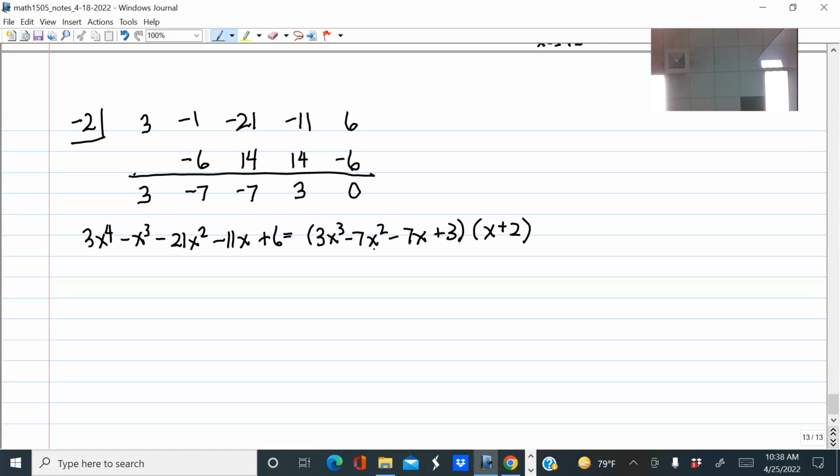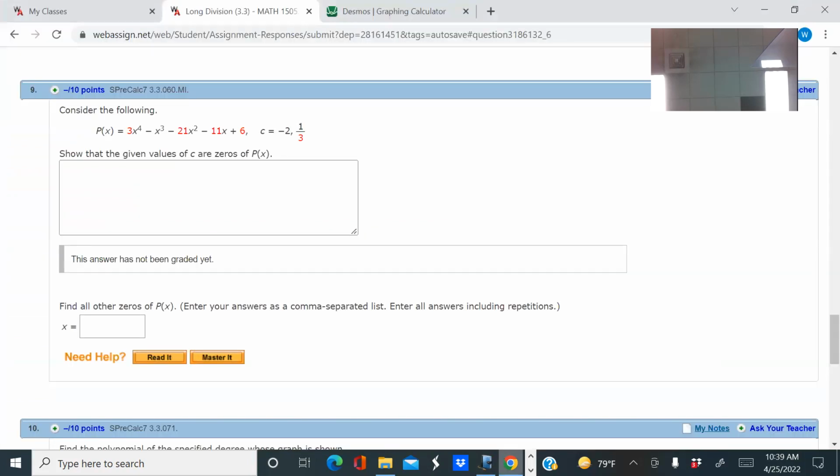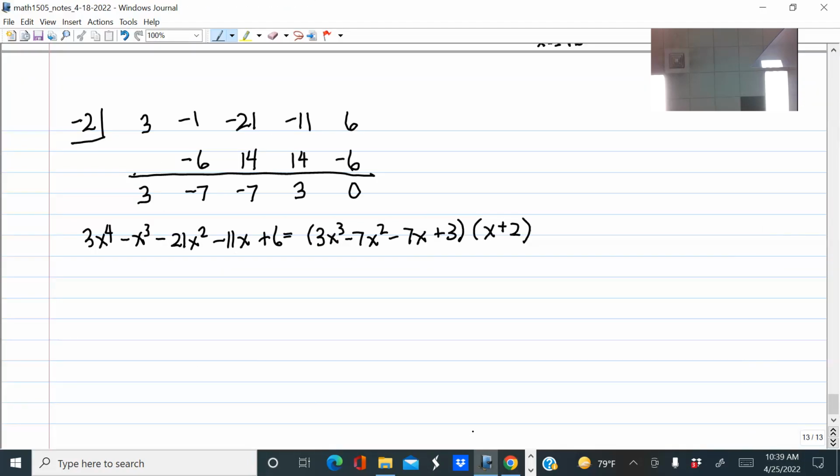the 3x cubed minus 7x squared minus 7x plus 3. But they already told you another factor should be what? X minus, what's the other suggestion that they gave? You know, recall? 1/3. Okay, so let's try the 1/3.